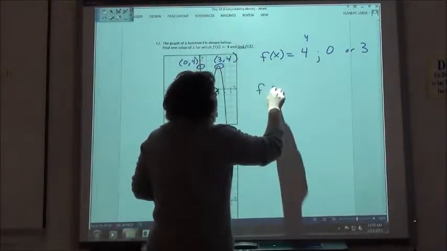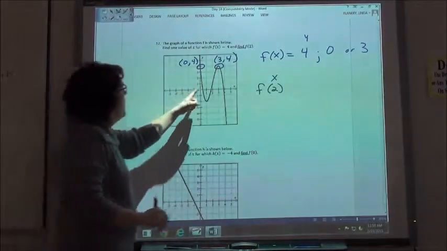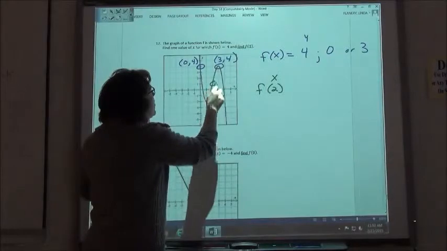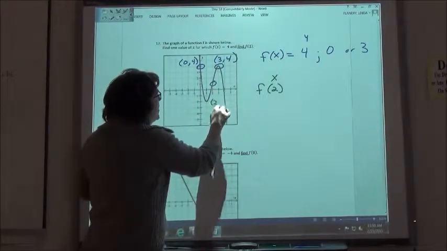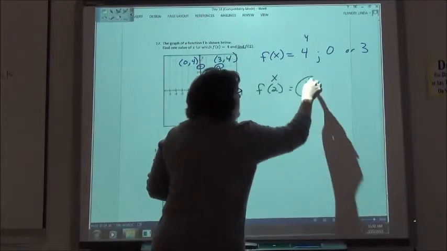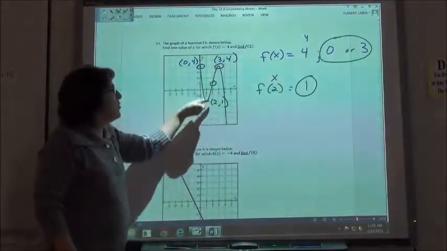If I'm finding f of 2, that means that's my x value. So I look at my graph. x equals 2, but I've got to hit my graph, so I'm touching this point right here. The coordinates of that point are 2, 1. So 1 is going to be the value that you put in there.